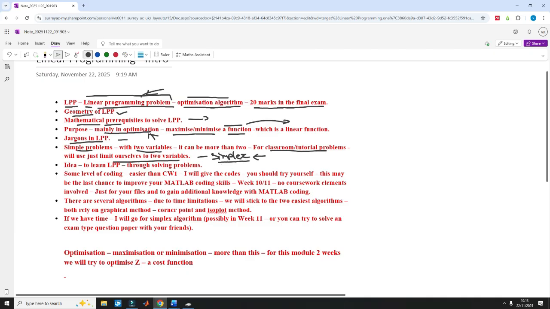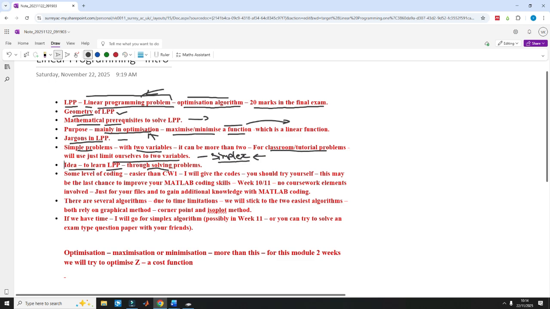And we don't have a PowerPoint for this video, so we are just going to solve some problems. The whole idea is we solve the problem and then we learn the jargon and the geometry of the LPP, and we will also try to achieve the main objective, which is to maximize or minimize a function.